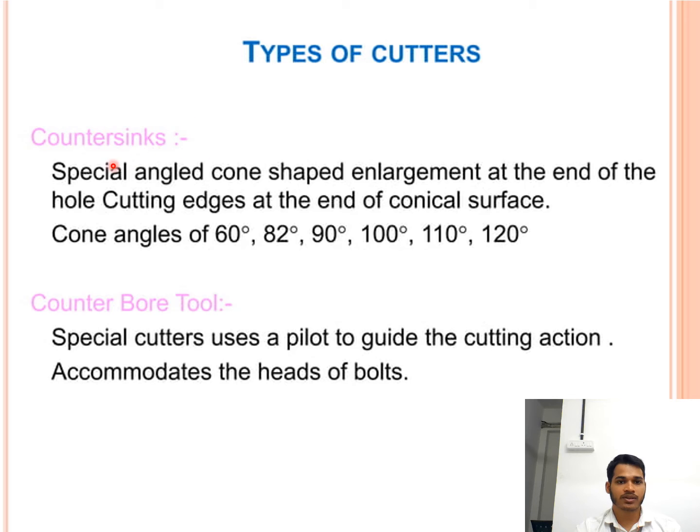Next is countersinking, a special angle cone. When we need a cone type shape, that time we use the countersink tool and the counterbore tool. These are special cutters that use a pilot to guide the cutting action and accommodate the heads of bolts. To seat the bolt heads, that time we use the counterbore tool.